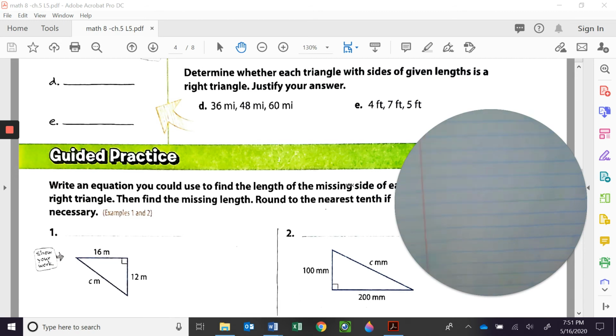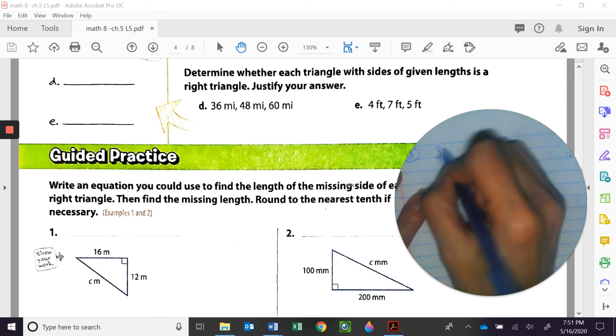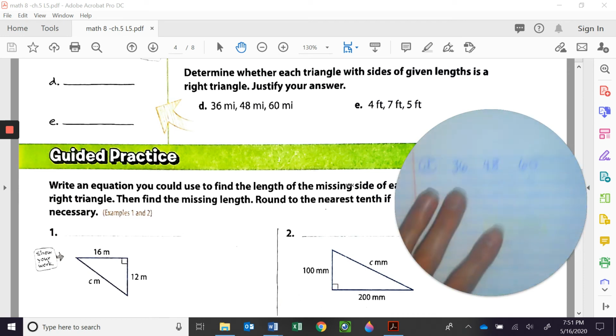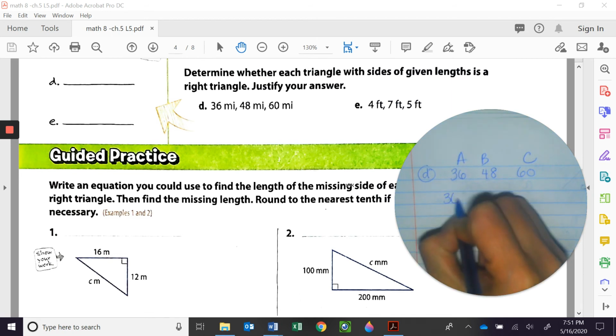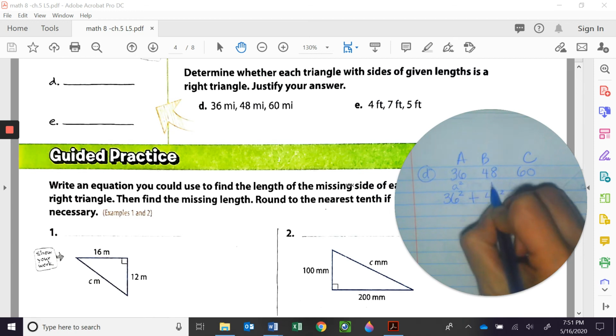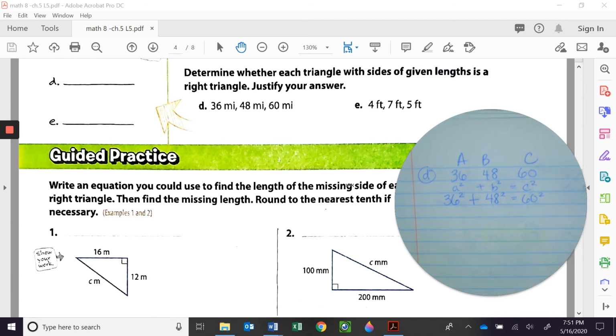Okay, so we've got 36, 48, and 60. Okay, now the biggest side is always C. It will always be C, whatever the biggest side is. A and B, it doesn't matter, but we can just keep them in order. So we get 36 squared, right? So A squared plus 48 squared, because that's B squared. And that has to equal C squared, which is 60 squared. Okay, so let's find those answers.